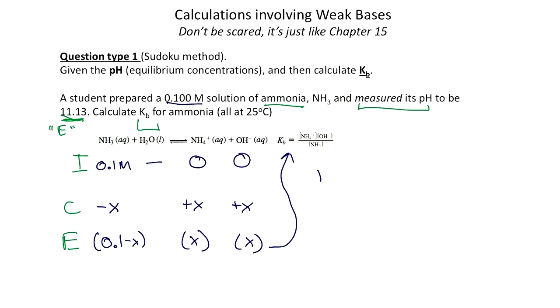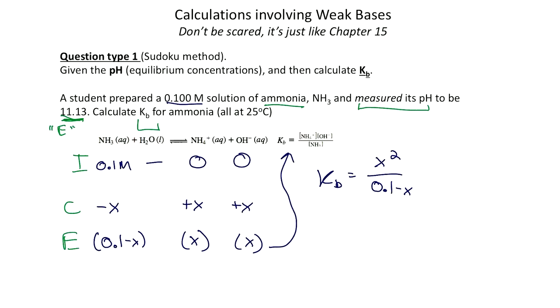So what does this become? Kb equals X squared over 0.1 minus X. Many ice tables end up like this, X squared over initial concentration minus X. But the difference in this question is I am asking you to calculate K. In the previous example, I had you calculate equilibrium concentrations, and I gave you K. But here, I'm asking you to calculate K. It's a little bit different.